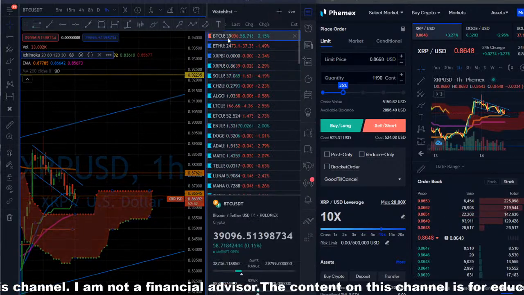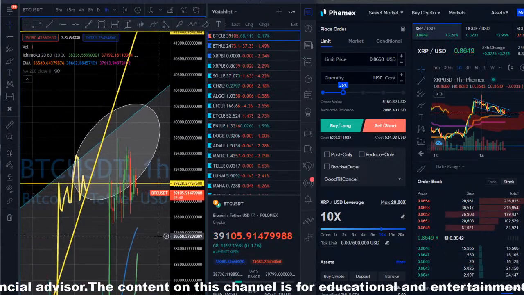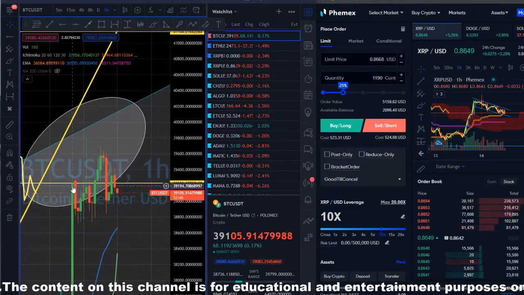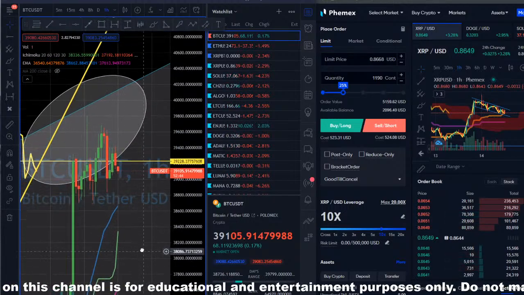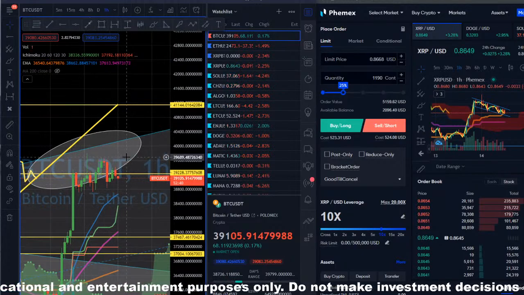So let's look at BTC real quick. Give you guys an update on what's happening with BTC. BTC here is kind of consolidating, pretty much within the 39K area.